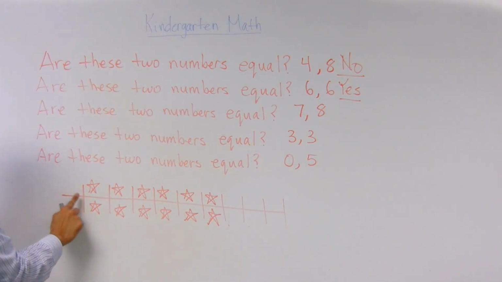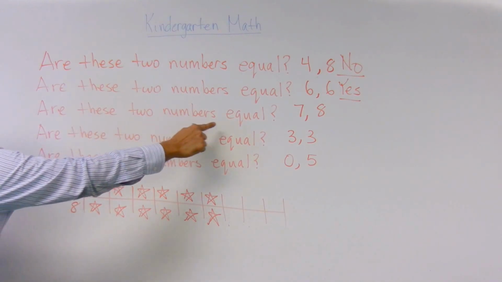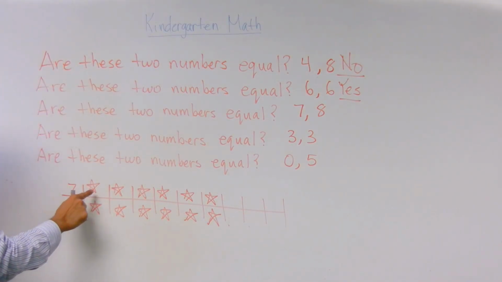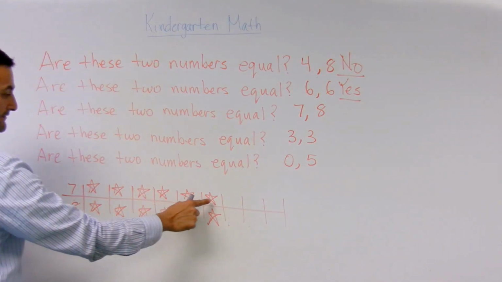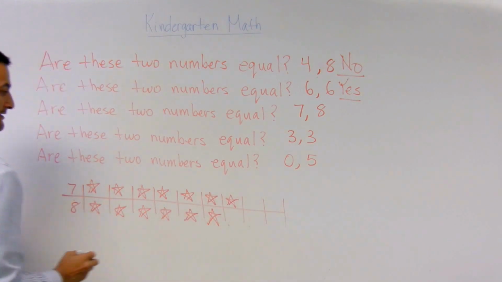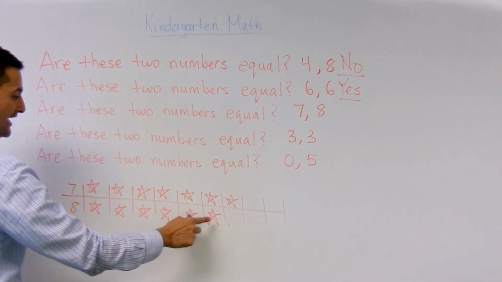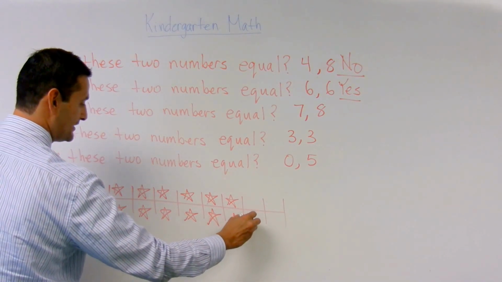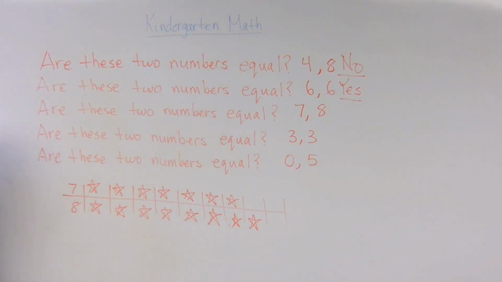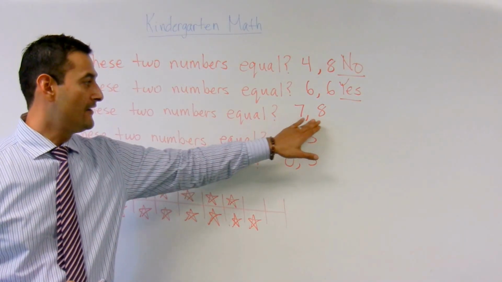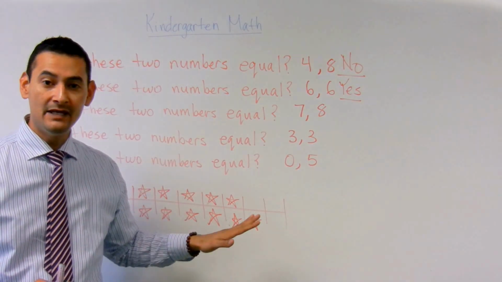We have 7 and 8. Are these two numbers equal? 7 and 8. Let's see. Here's a 7. 1, 2, 3, 4, 5, 6, 7. And now we have 8. 1, 2, 3, 4, 5, 6, 7, 8. Well, first of all, boys and girls, we know that these two numbers are very different. So they're not going to be equal.